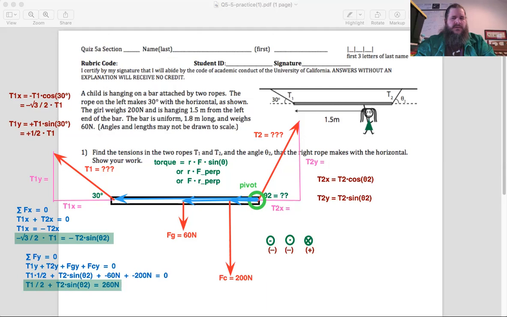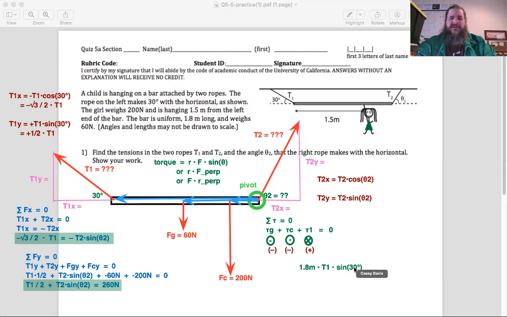And then we could write it as moment arm times force times sine of the angle between them, 30 degrees. Or alternatively, you could write it as moment arm, 1.8 meters, times the y component, which is the perpendicular component. But what do we find is the y component of T1 anyway? It's the T1 sine 30. Right. So these methods both lead to the same result.